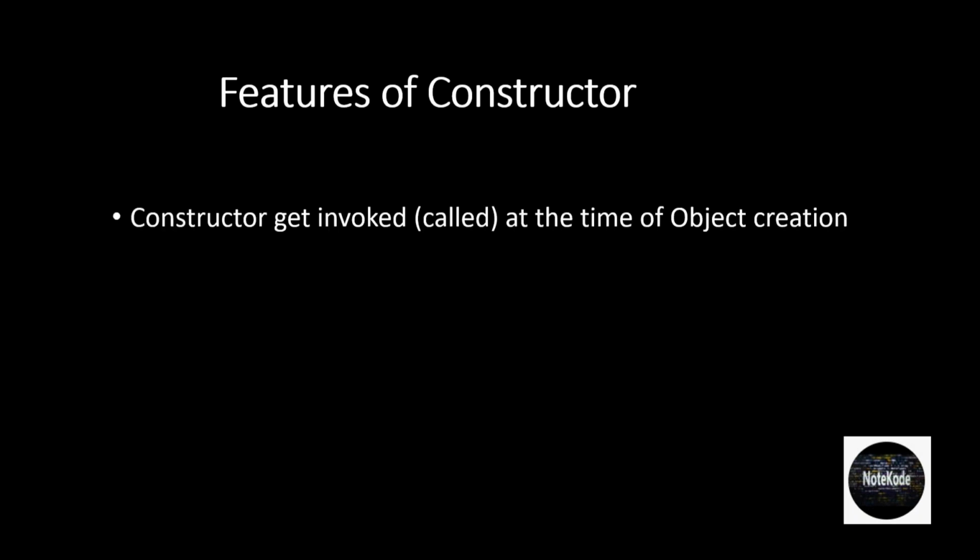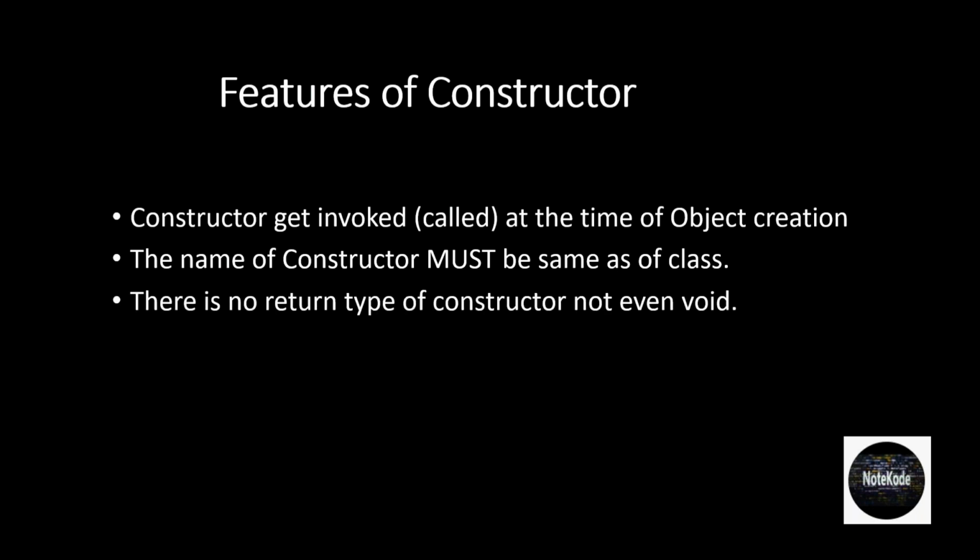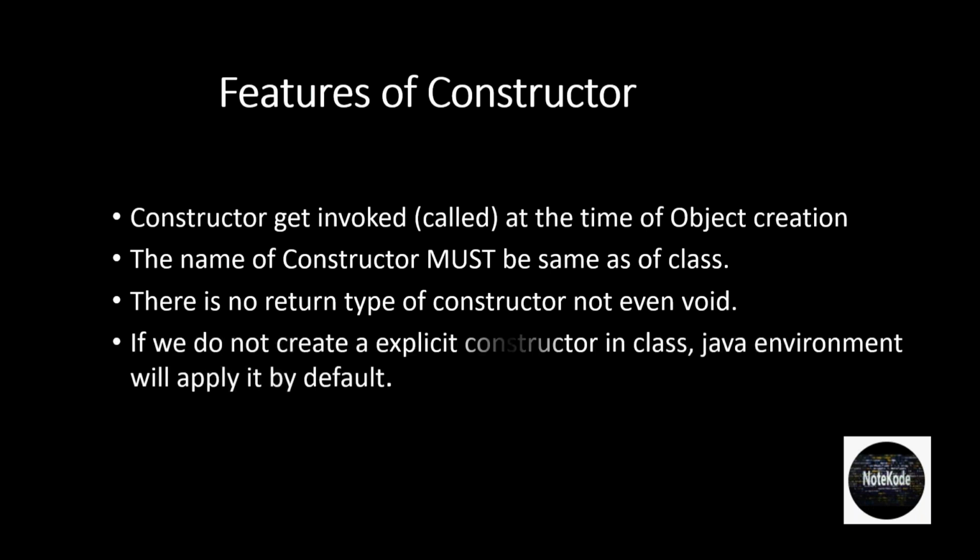Features of a constructor. A constructor gets invoked or called at the time of object creation. The name of the constructor must be the same as the class. There is no return type of a constructor, not even void. If we do not create an explicit constructor in a class, the Java environment will apply one by default.